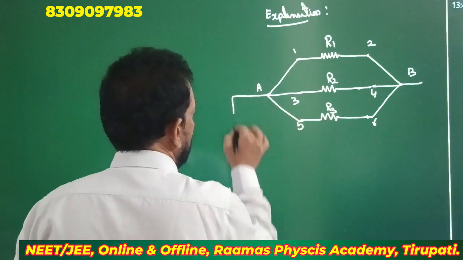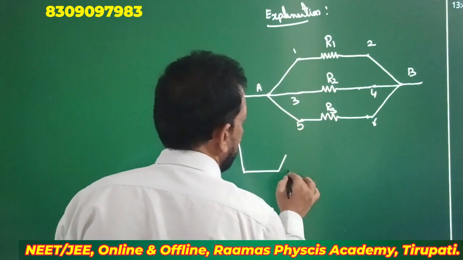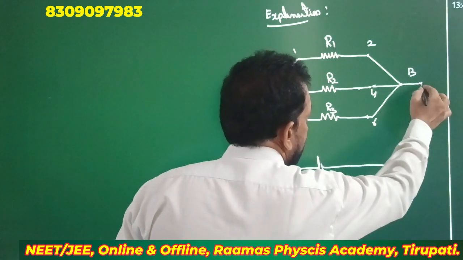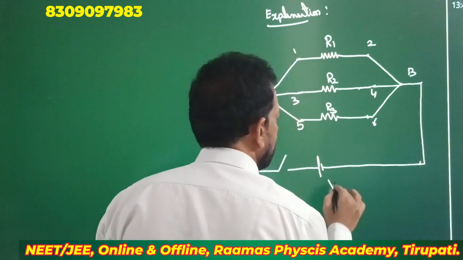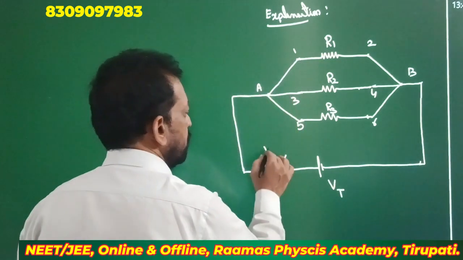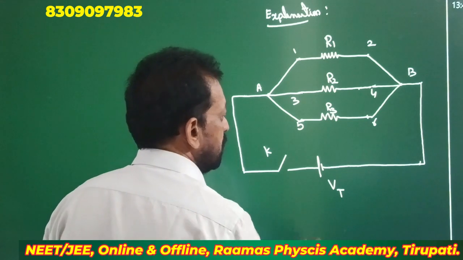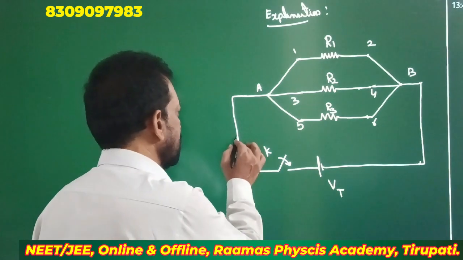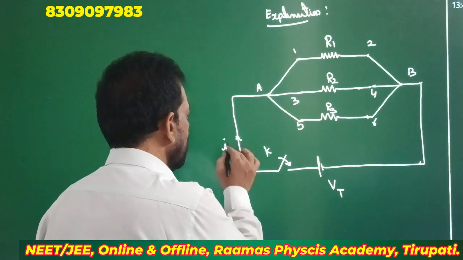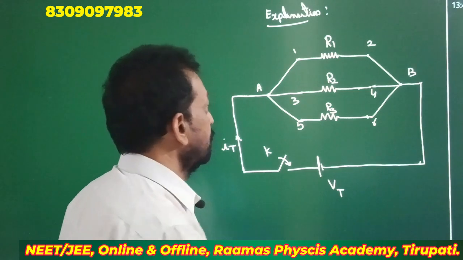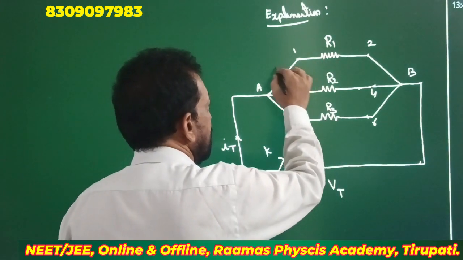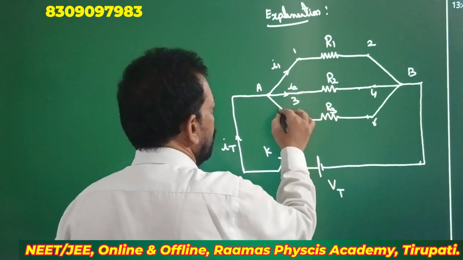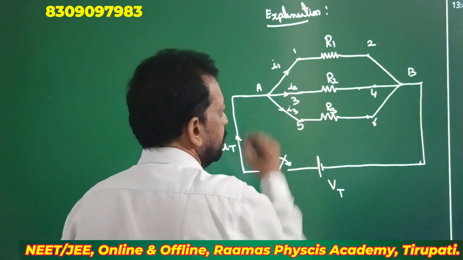So this is connected to switch K and a battery of voltage, I can say VT. The battery EMF is the total voltage VT. Now when the switch is closed, current is established in the circuit. That current I call IT. Through R1, I can say I1. Through R2, I2. Through R3, I3.